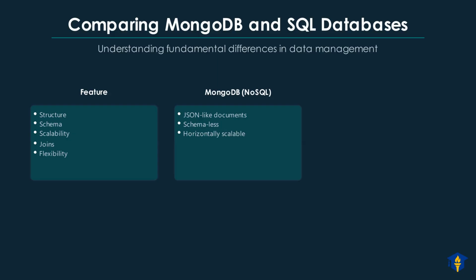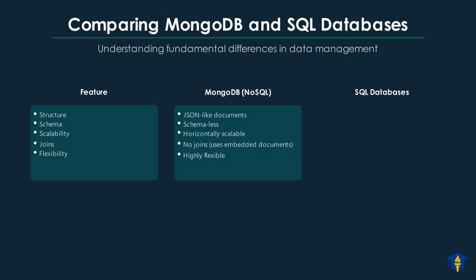MongoDB is designed for horizontal scalability, distributing data across many servers. It does not use joins in the traditional sense, instead favoring embedded documents for relationships. Consequently, MongoDB offers a highly flexible data structure for evolving applications.